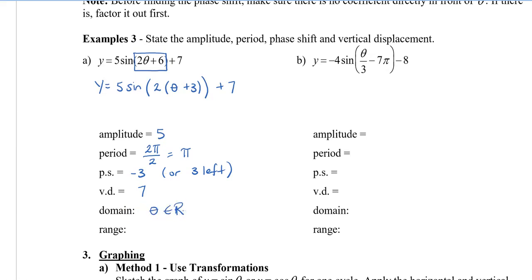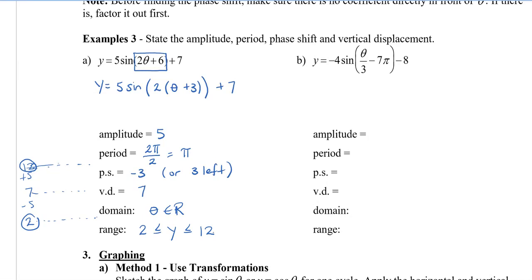Now our range is going to be a little different, so you have to think about this. So we have moved up a vertical displacement of 7, so our central axis would now be at 7, but our amplitude is 5. So that means we're going to add 5 to get to our top line, which is now 12, but we need to subtract 5 to get to our bottom line, which is 2. So 2 to 12 is now what our range is. So we write this as 2 less than or equal to y less than or equal to 12.